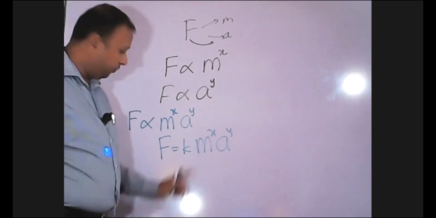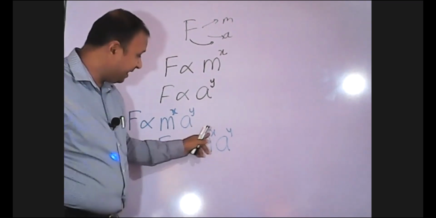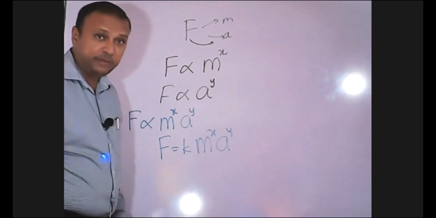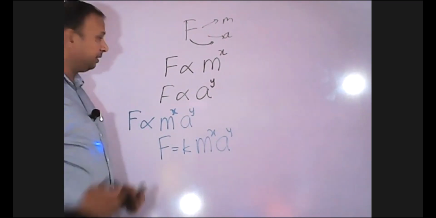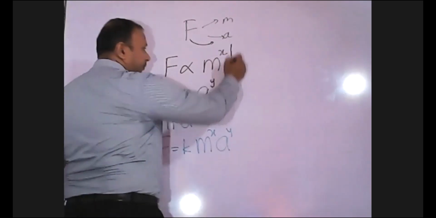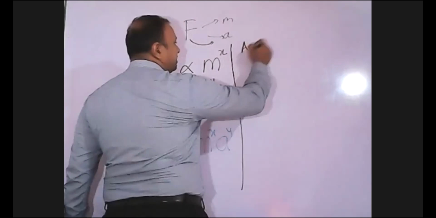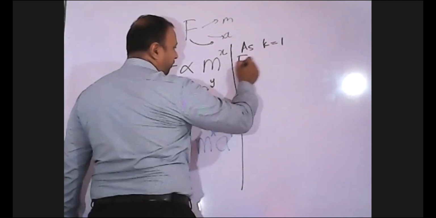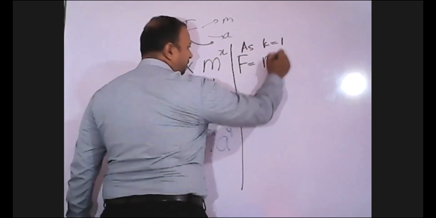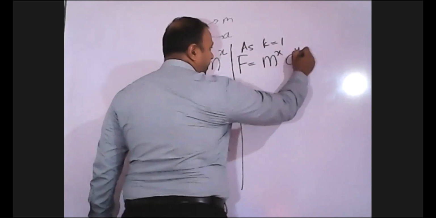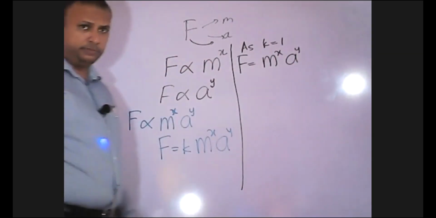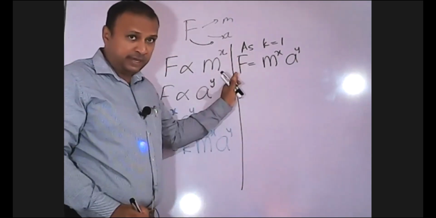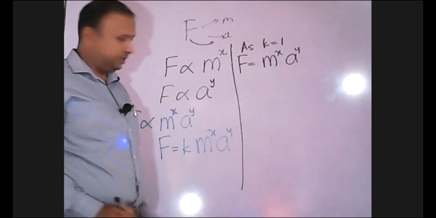Then what should I do? We have to find k, x and y. The first thing, we are given k, it is equal to 1, so we can use that one. As k equals 1, then F equals m to the power x, a to the power y. Then this is an equation. So if it is an equation, the dimension of LHS should be equal to the dimension of RHS.